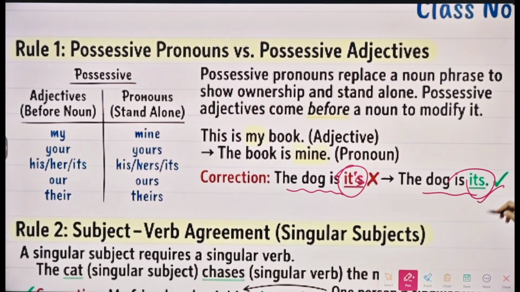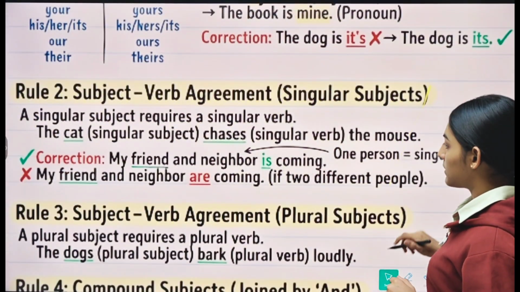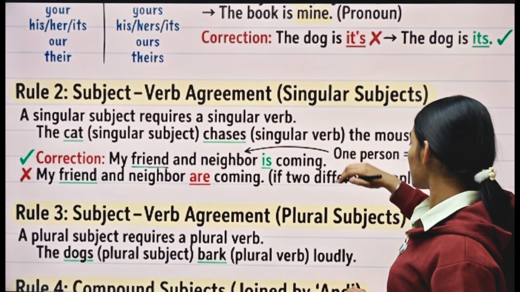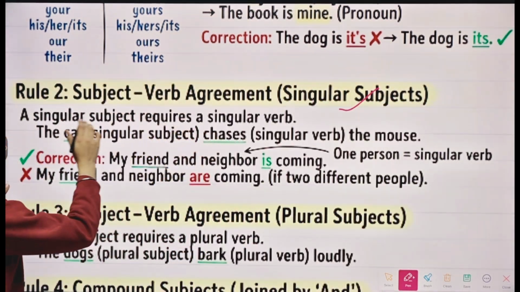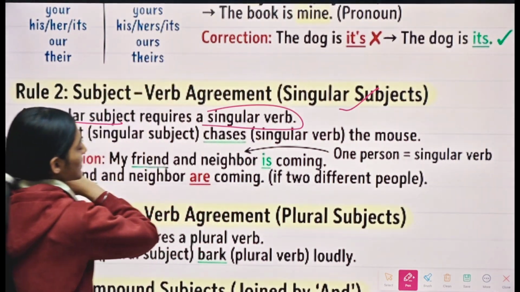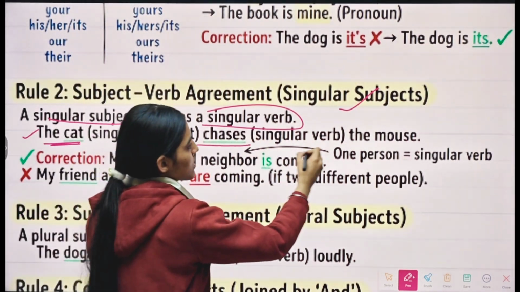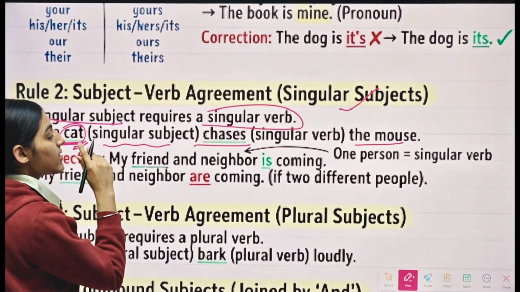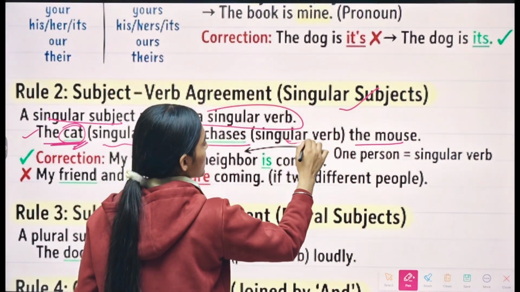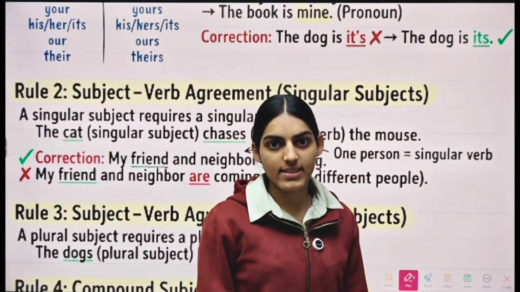The dog is its. Now let's see the second rule that we have for the subject-verb agreement for singular subject. A singular subject requires a singular verb. This is quite important. For example, we have the cat chases the mouse. So here the cat is a singular subject and along with that we will use the singular form of verb chases instead of using chase. All right.